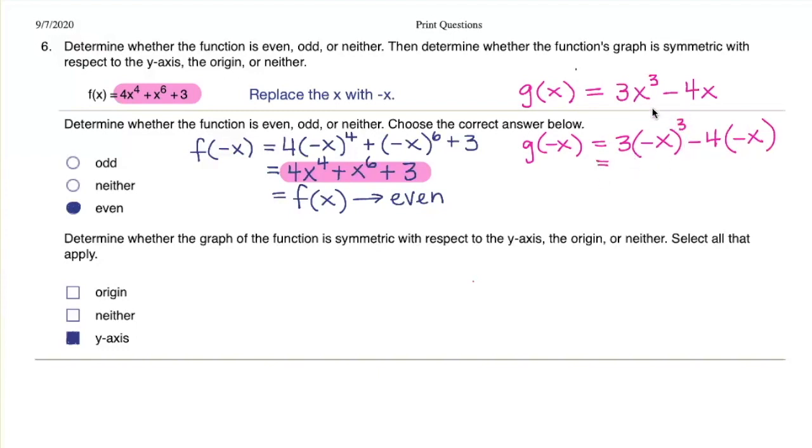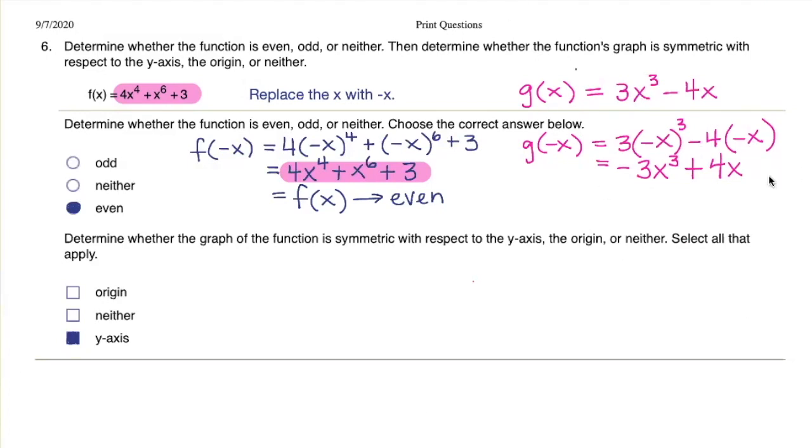In this case, when you have an odd power, if you raise a negative number, like -2, to an odd power, it will always turn out to be negative. So therefore, this first term, 3 times -x cubed, is going to end up being negative. And here's how I represent that. In the second part, a -4 times a -x will become positive. So I have a positive 4x.